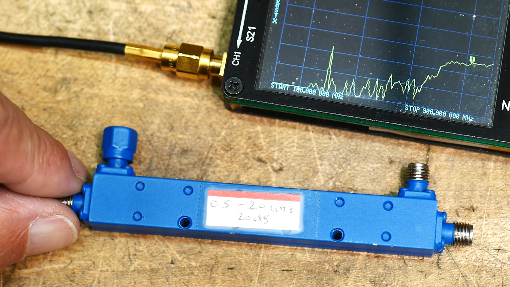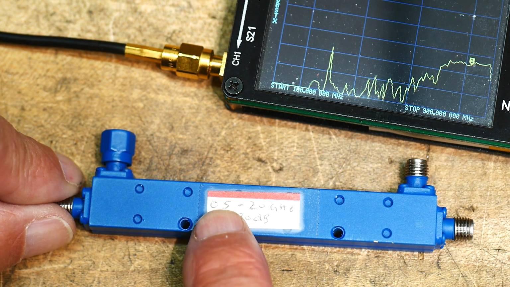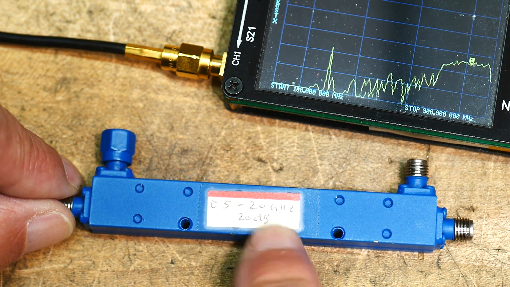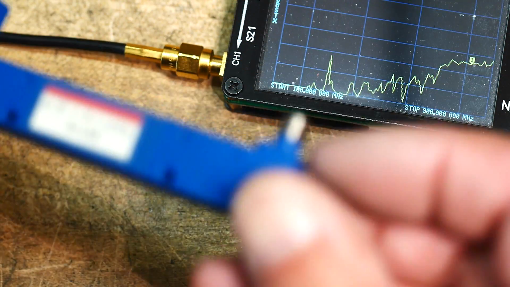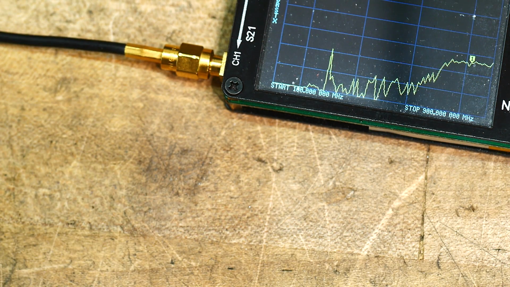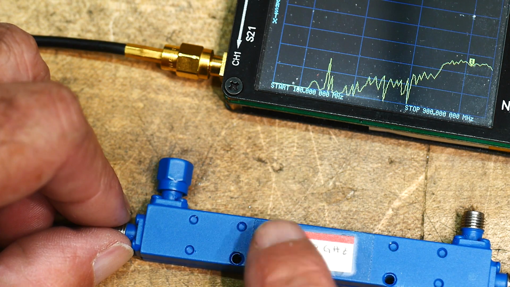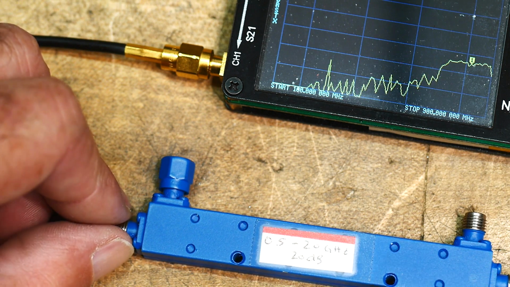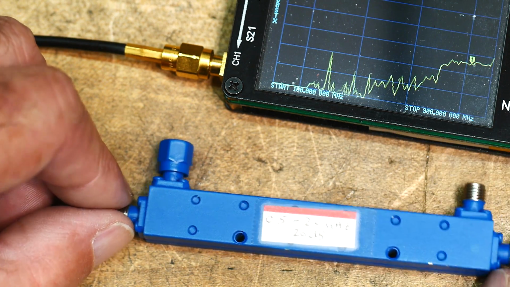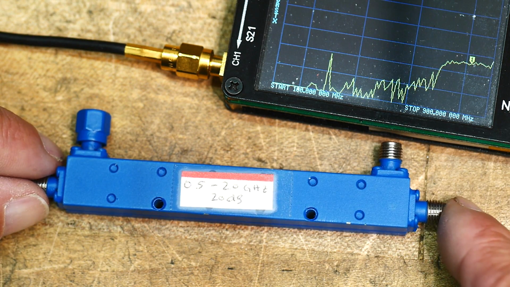So the writing on it was correct. 500 megahertz to 2 gigahertz or 20 gigahertz. Oh, it's 20 gigahertz, I think. I can't read the guy's writing. Just a second. That's a two. There's a little decimal place in there. You can just barely read it. So it's 50 megahertz to 2 gigahertz, and 20 dB, which is what we measured. We measured about 19. So yeah, that is an RF coupler.